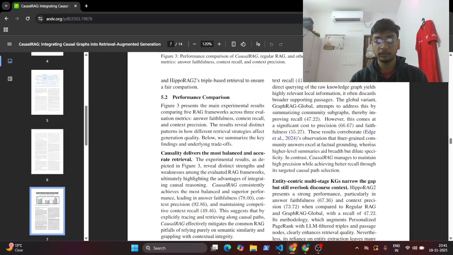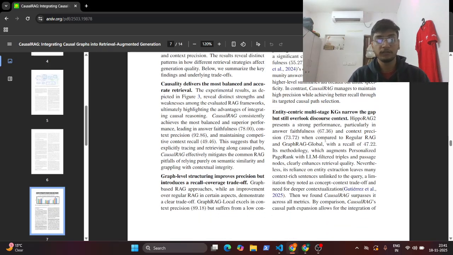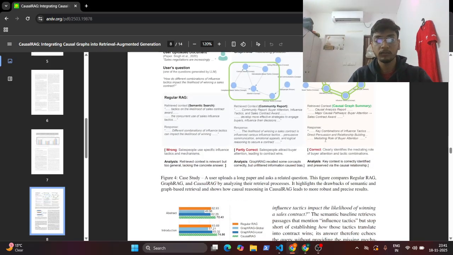Second is coming to performance comparison. The main results show a clear advantage of the causal RAG, while regular RAG had high recall but low precision, and graph-based RAGs balanced the two. Causal RAG achieved superior performance across all three metrics. Critically, it showed a significant boost in answer faithfulness, demonstrating its effectiveness in mitigating hallucination by enforcing causal grounding.